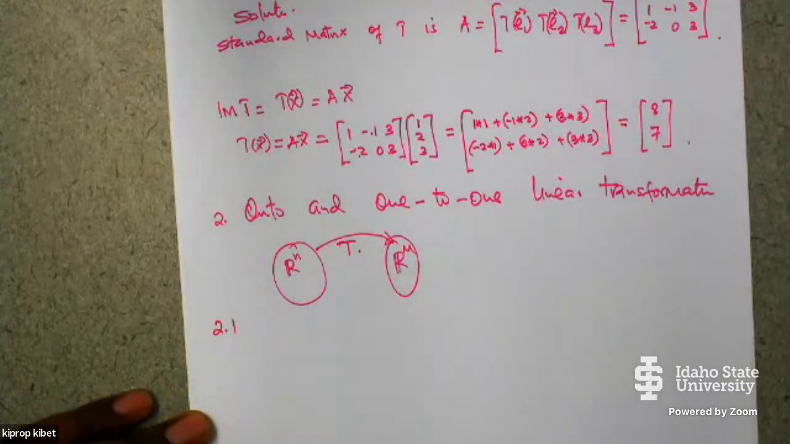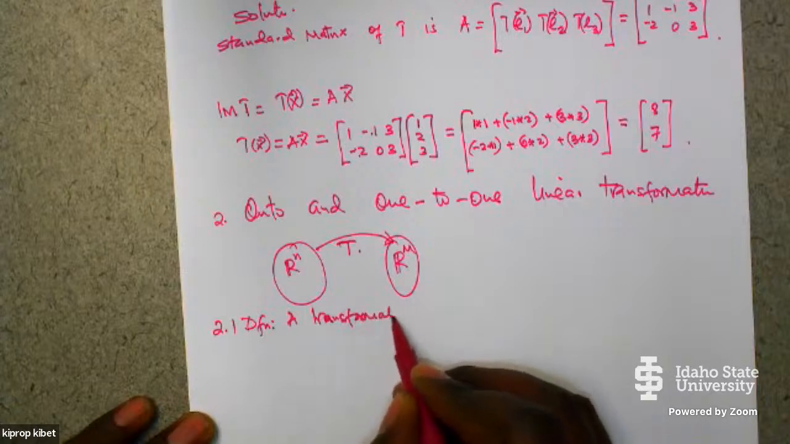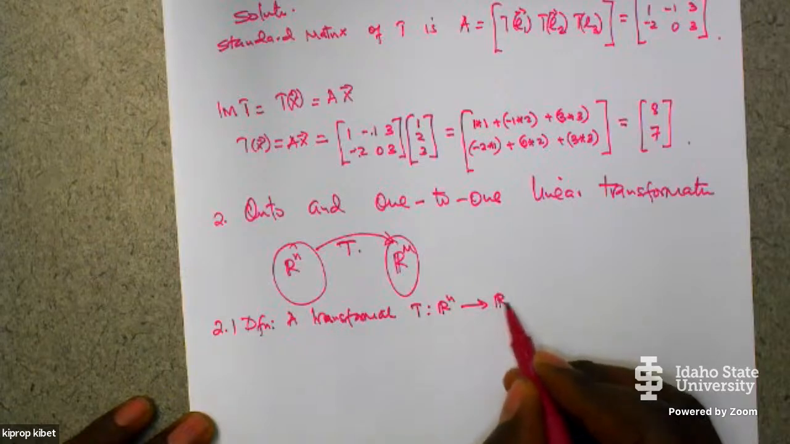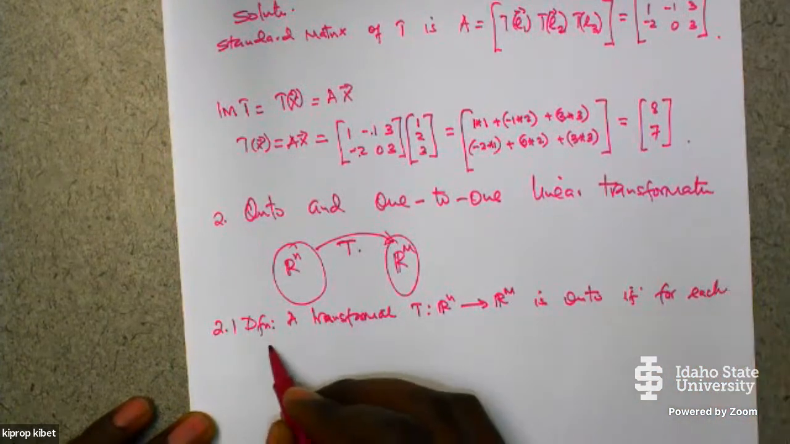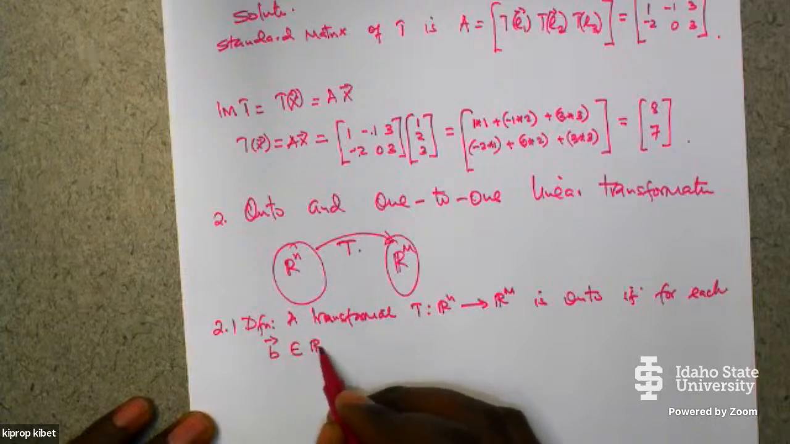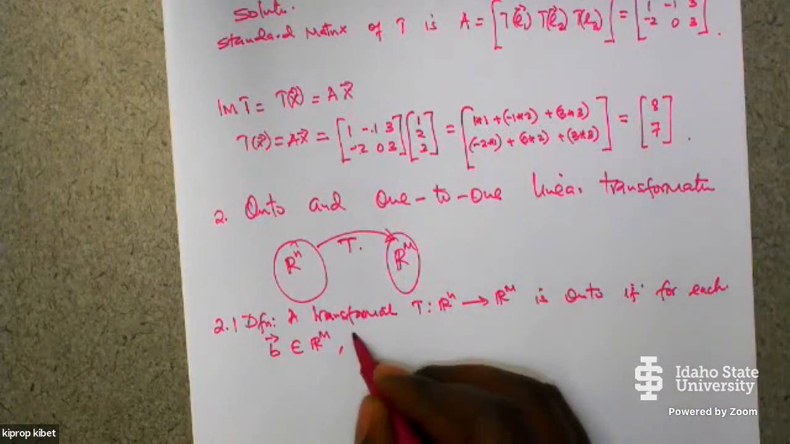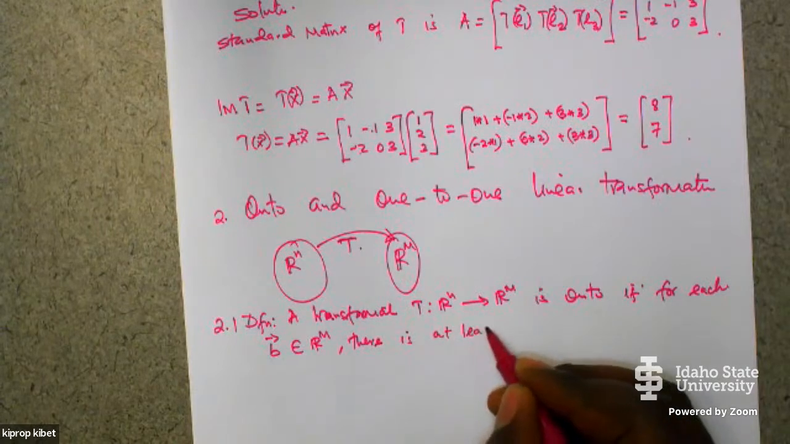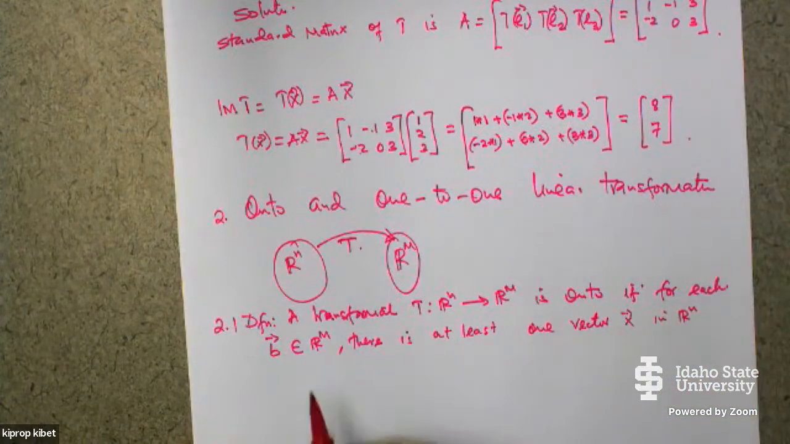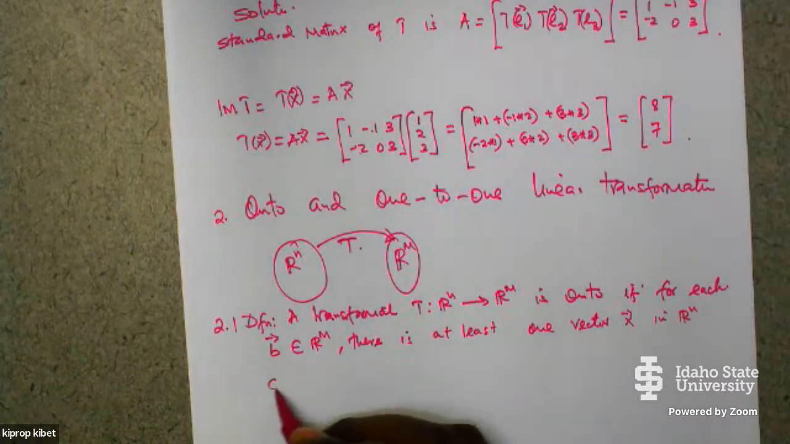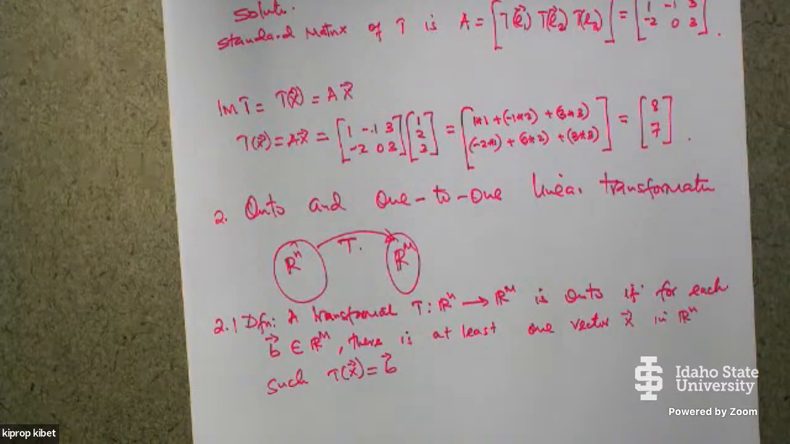So let's look at 2.1, the definition. A transformation T from Rn to Rm is onto if for each b which is in Rm, there is at least one vector x in Rn such that the transformation of x equals b.